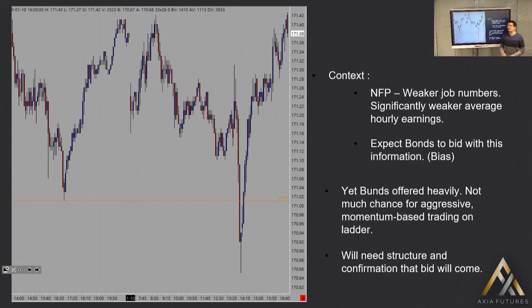we're going to look at how you can transplant that mechanism of how double distributions are formed into a footprint. But before I do that, let's quickly look at the context of the footprint example I'll give you on the next slide. So this is in Bund, and this was on Friday, where we had the non-farms. The context of this day is the fact that NFP came out and we had weaker job numbers, but we had significantly weaker average wage growth.